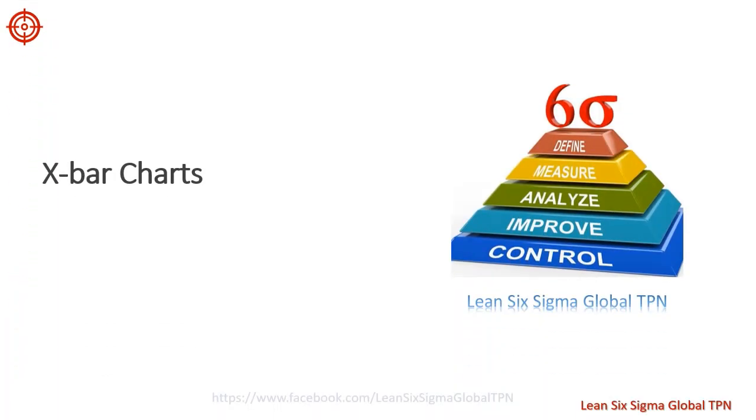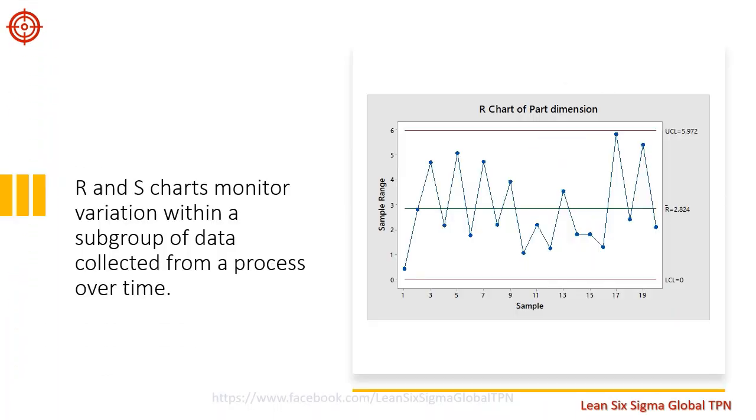Okay, so today we talk about X bar charts. In the last two lessons, we used R and S charts to monitor variation within subgroups of data collected from processes over time. For example, we plotted the part dimension data on the R chart to look for unwanted sources of variation within subgroups of parts.